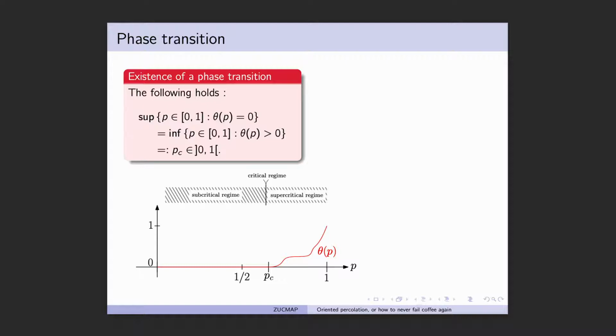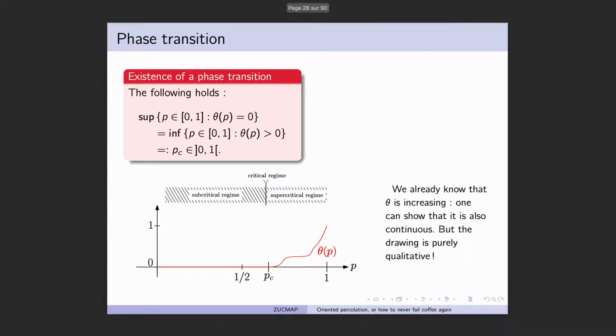Well, it's easy to see that theta of p is equal to 1 when p is equal to 1, because I just have the whole graph, and equal to 0 when p is equal to 0, but what happens in between is not so clear. This is just a plot, a kind of mental picture. I haven't told you that theta is continuous, but it's actually increasing, and you can also show that at p_c it is equal to 0, which you can't deduce from the theorem here.